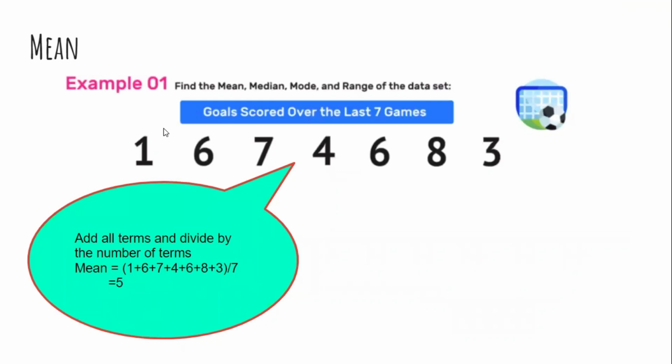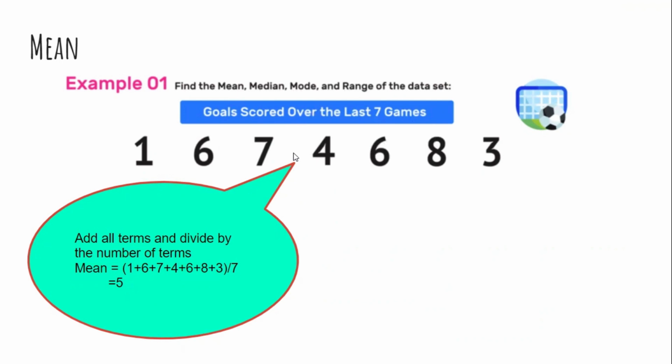Going to another example. In this example, we will not be finding the range. Please ignore that. But we will be calculating the mean, the median, and the mode of this data set. So in this example, we've got a data set on 7 games that have been played.